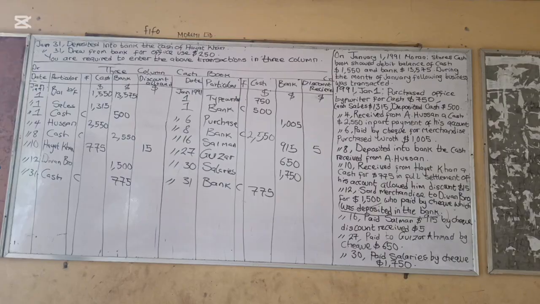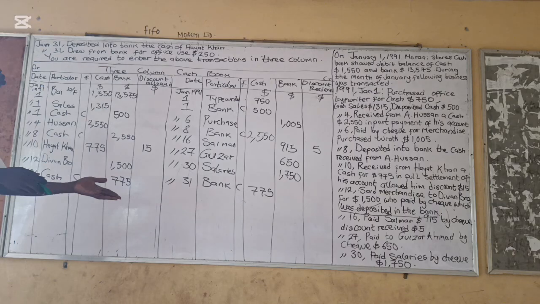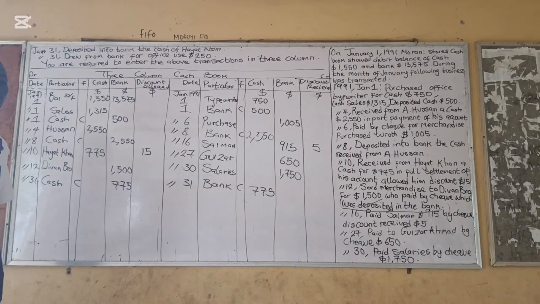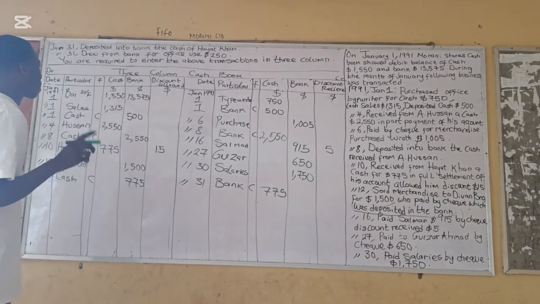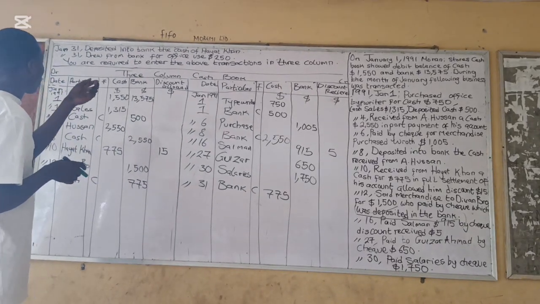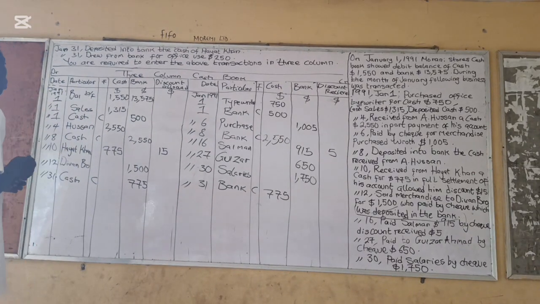Now the next one, drew from bank for office use, $750. I said when you move money from bank, when you draw money from bank for office use, it is a Contra entry. But if it is personal use, it is drawings. You note that. Now for office use, you withdraw money from the bank, it is a Contra entry, and the money is moving out from the bank, so you are crediting the bank. Do you get it now?